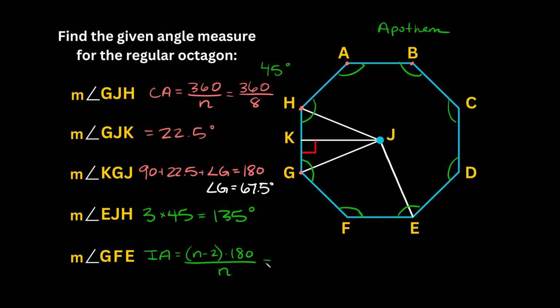So if we want to find the measure of one of these interior angles, we're going to plug in an 8 for these n's right here. So here on top, we're going to get 8 minus 2 times 180, and that's over 8. So then on top, we're going to get 6 times 180 all over 8. And then if you plug that into your calculator, we'll get that this is equal to 135 degrees.